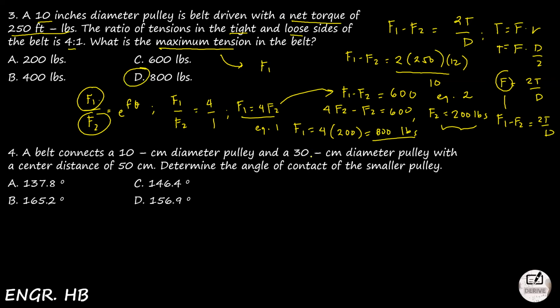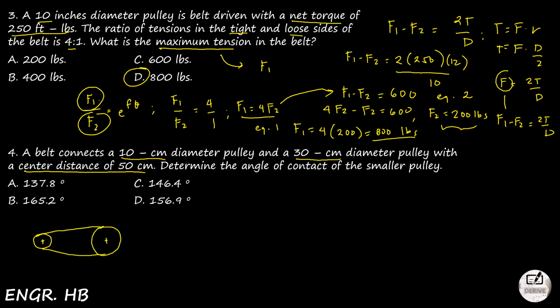Fourth question, a belt connects a 10 centimeter diameter pulley. Underline ko na yung mga given. Na 30 centimeter diameter pulley with a center distance of 50 cm. Determine the angle of contact of the smaller pulley. So kapag walang sinabi, guys, na arrangement, so assume lagi na open. So we all know that the smaller, yan na, drawing ko pa, wag na. Hindi na, drawing ko na eh.